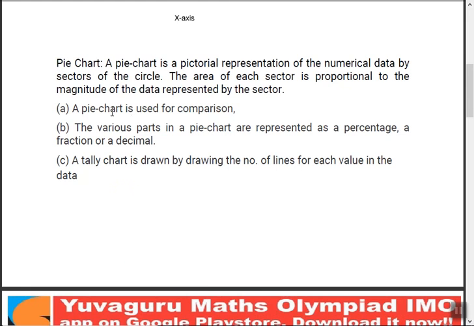So pie charts are used for comparison. Various parts in the pie chart are represented as a percentage, a fraction or a decimal. A tally chart is drawn by drawing the number of lines of each value in the data. You get more clarification on this when you see the problems in this app. So follow the problems also. Remember 2-3 important words only: used for comparison, shown as percentage, and drawn by drawing the number of lines of each value.